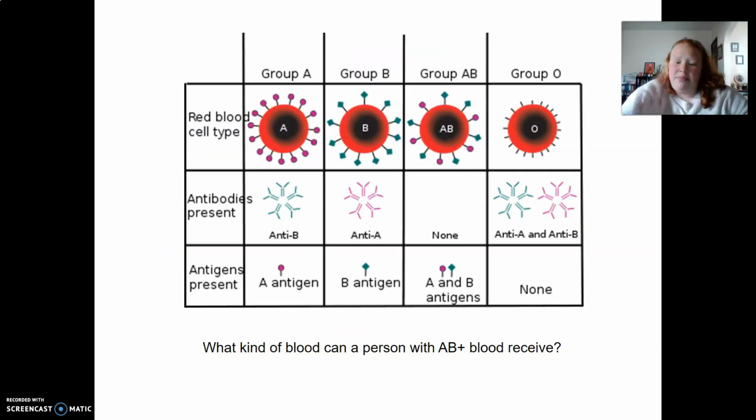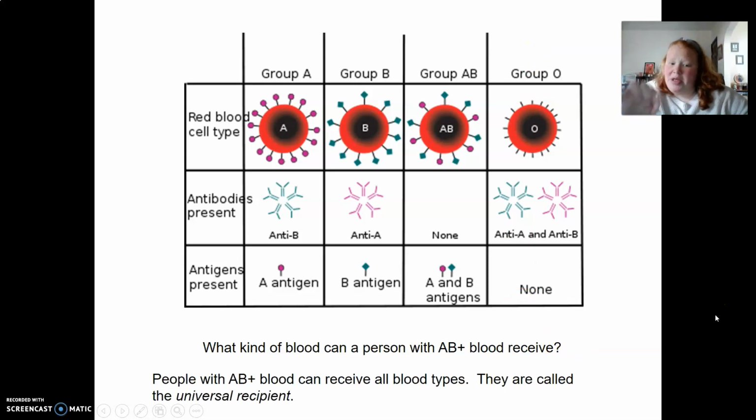So AB positive, what kind of blood can it receive? So like we said before, A, B, AB, and O. And because it's positive, it can accept things that have Rh antigens on them and things that don't have Rh antigens on them. So it can accept A positive, A negative, B positive, B negative, AB positive, AB negative, O positive, O negative. So that actually makes AB positive blood accept all blood types. And what that means is that it is the universal recipient. Like if you have AB positive blood, you can get blood from anyone. Okay?